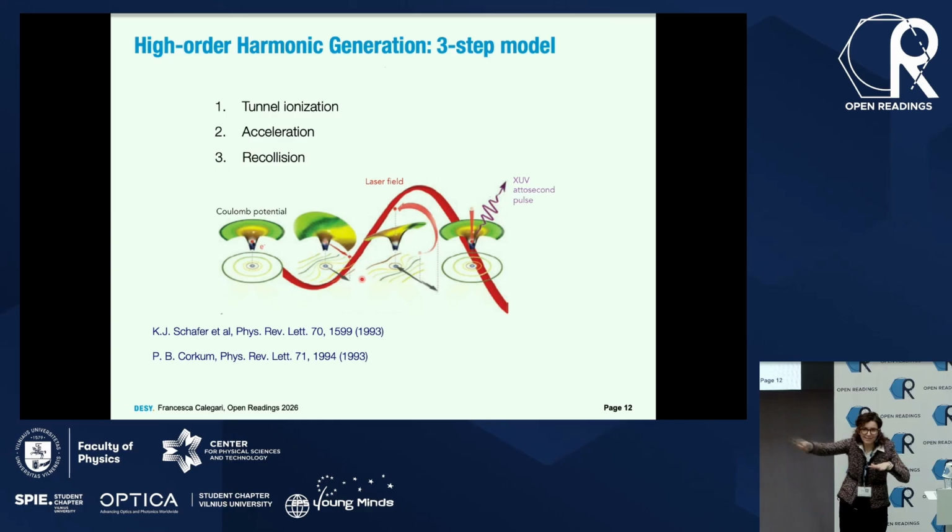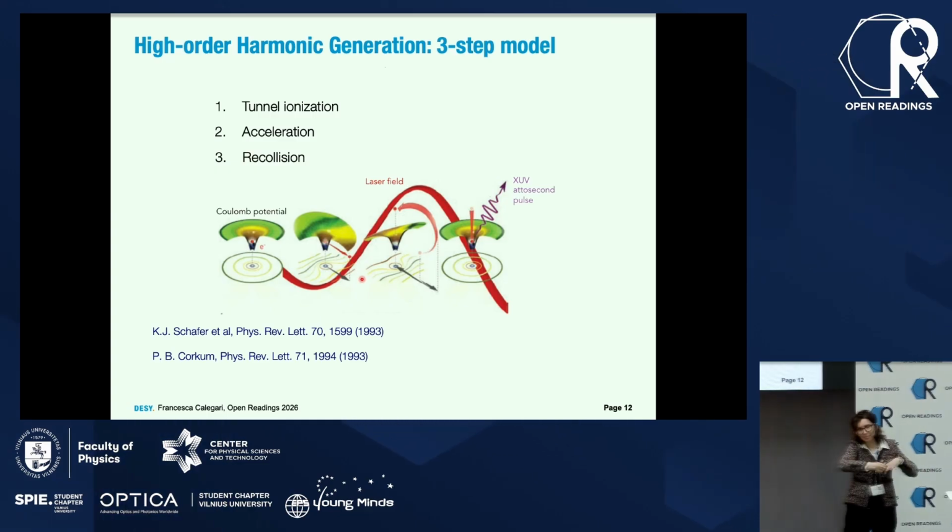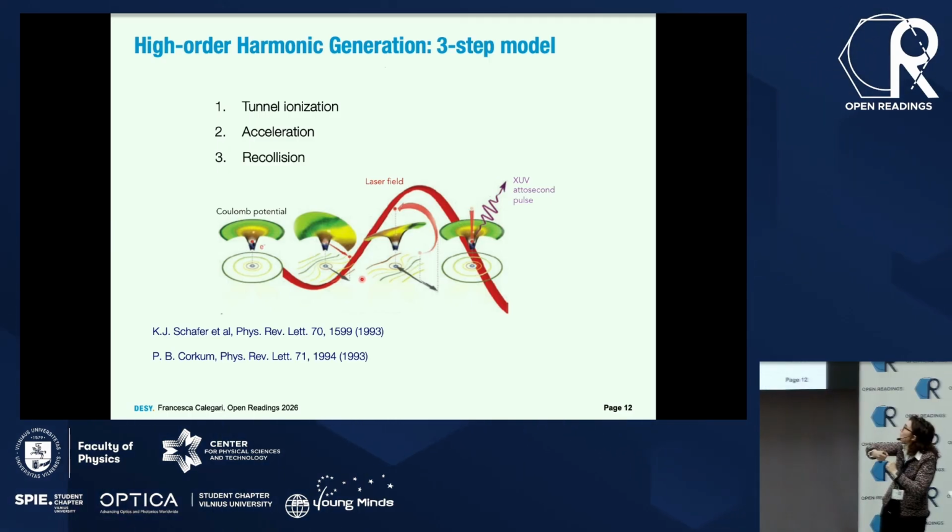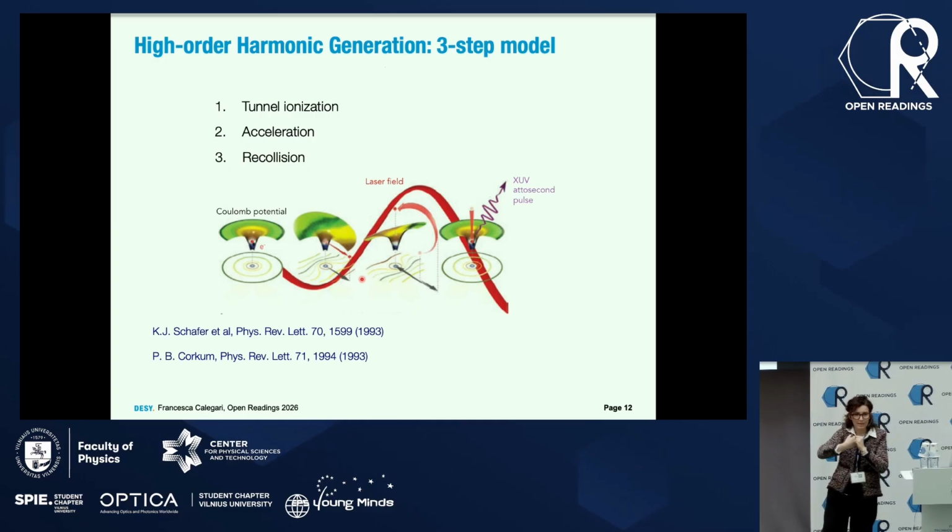There is a laser which is oscillating back and forth because light is oscillating. So the electron is accelerated according to Coulombic force. So this is basic physics, electromagnetism, classical physics. The electron is accelerated away from the parent ion and then is driven back by the laser until it reaches again the parent ion, and there is a probability for the electron to recombine, and that's the third step.